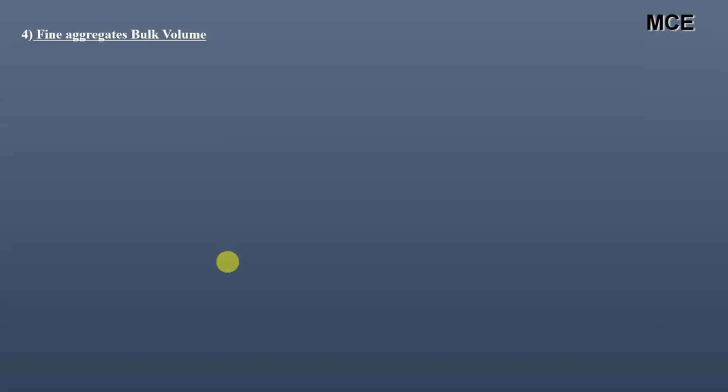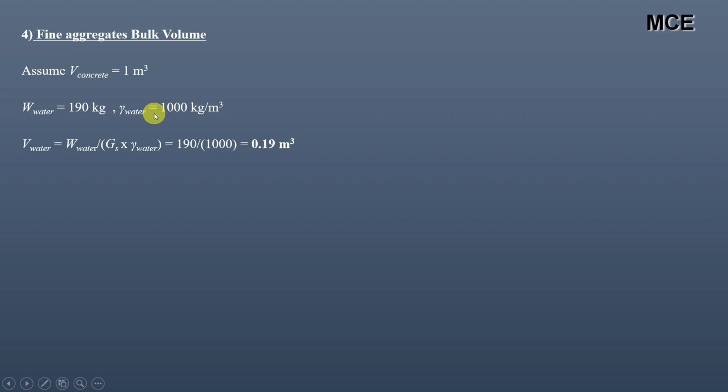After that, fine aggregate bulk volume, we will assume the concrete volume. Let's take concrete volume of 1 meter cube and we will use the absolute volume principle. So weight of water is 190 kg for 1 meter cube. We have to use the weight of water 190 kg. Density of water is 1000 kg per meter cube. It means the volume of water will be 190 divided by 1000, which is 0.19 cubic meter.